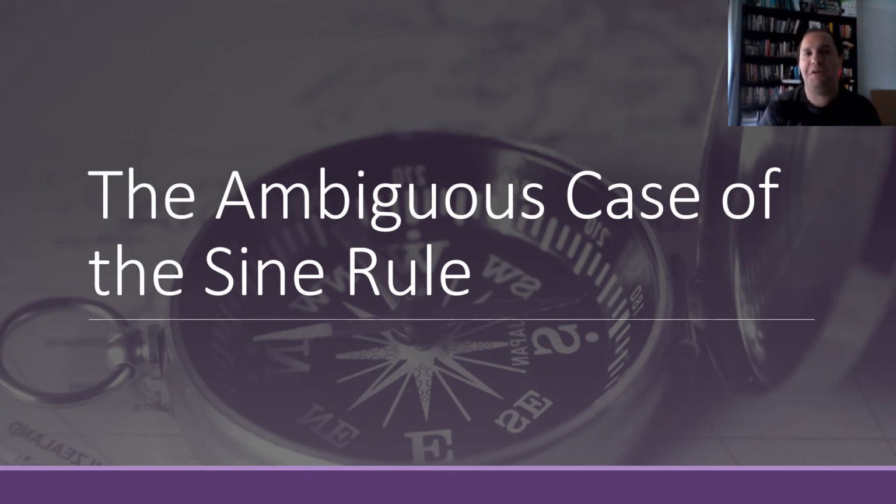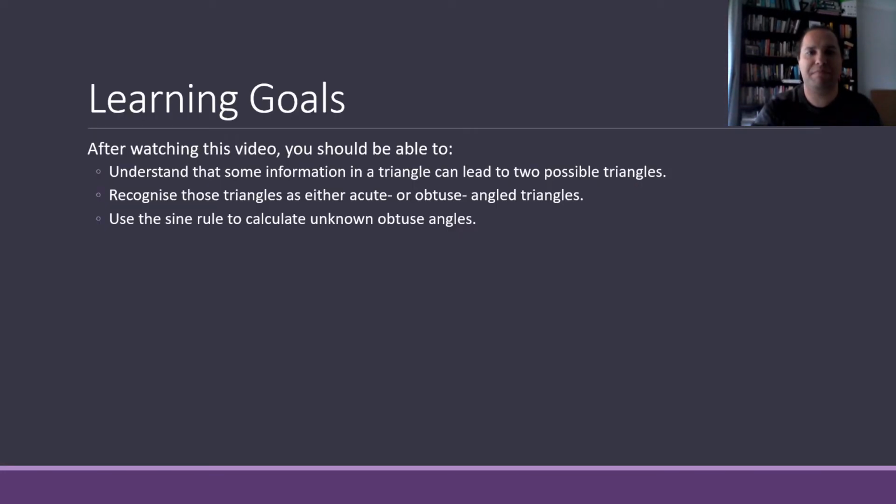Hi students, in this video we're going to consider what's known as the ambiguous case of the sine rule. After watching this video you should be able to understand that some information in a triangle might mean there are two possible ways of drawing that triangle. We'll go through that at the very start. Recognize that these triangles are either acute or obtuse angled. Once again we'll look at that at the very start, and then in our worked example we'll look at how to use the sine rule to calculate unknown obtuse angles, not just unknown acute angles.